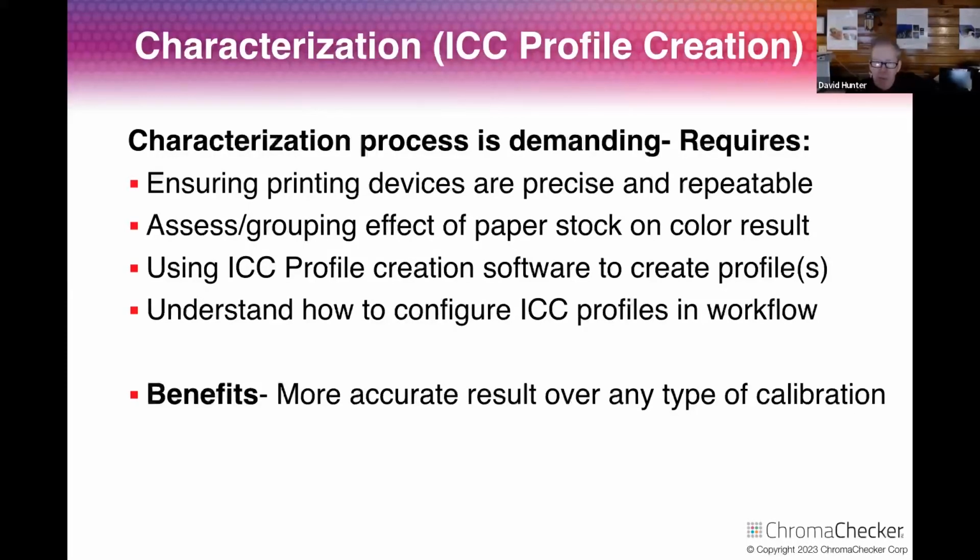So when we're talking about characterization, it's a demanding process. You'll see there are a number of steps there, and ideally you shouldn't short circuit those steps. The most important thing is ensuring that the printing device is precise and repeatable. The next step is assessing the effect of paper stock on the result. Paper is that 5th color in 4-color printing, so you want to make sure that paper is relevant to what your job's going to be. Next, you build or choose ICC profiling software and configure it.